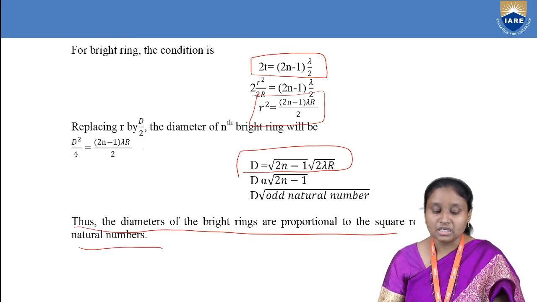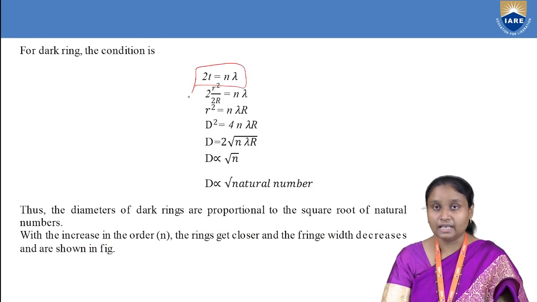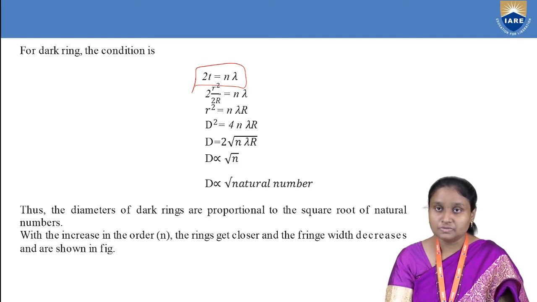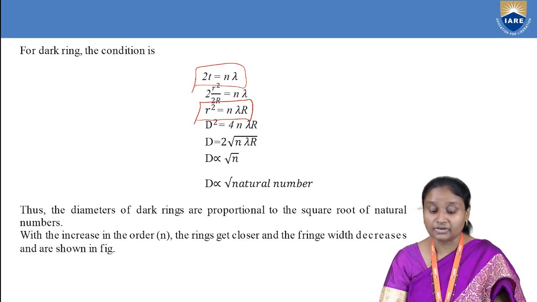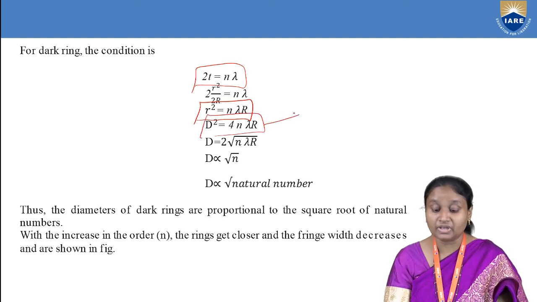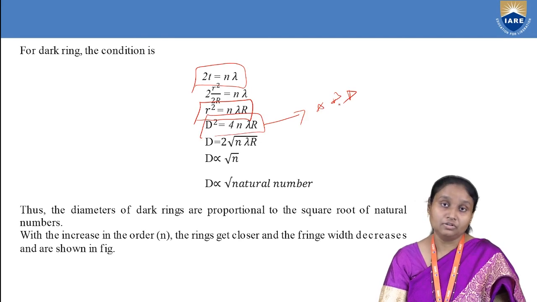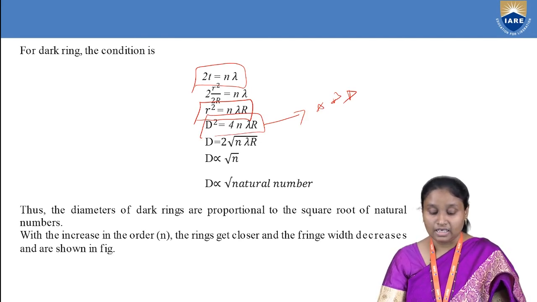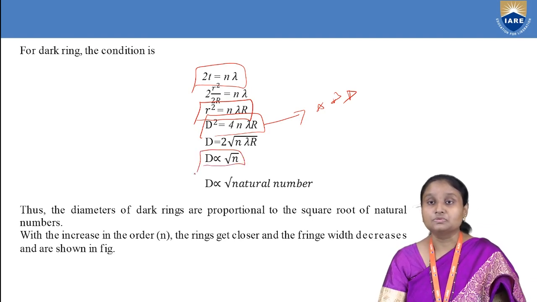Similarly, for the dark ring, what is the condition? 2t is equal to n lambda. So in place of thickness, I'm going to substitute again r square by 2R. If I simplify, I'll get r square to be n lambda R. Here we are talking about the radius of the dark ring. And if I substitute half of the diameter in place of the radius, I end up having this formula, and this formula is very, very important. We are going to use this formula in applications in order to find the wavelength of light as well as the refractive index of the liquid. And if we rearrange the terms, we'll find that the diameter of the dark ring is proportional to the square root of n.